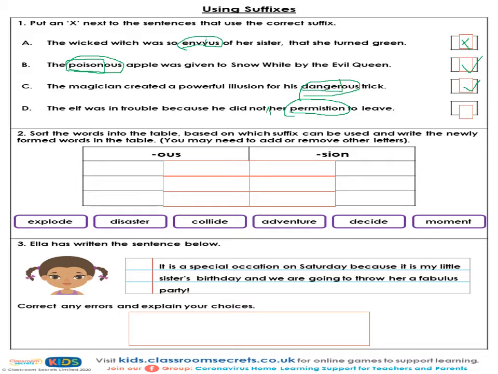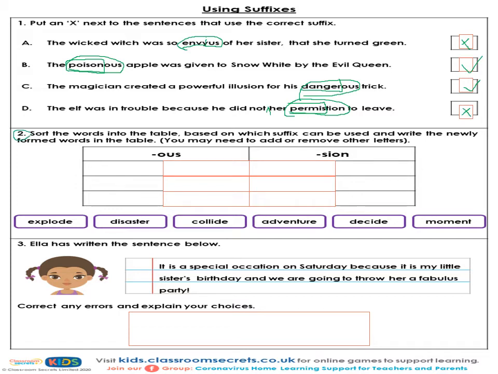Then we have the elf was in trouble. Permission. Well, the root word is permit. This says permiss, and then it's got a different kind of shun ending to the one we're using today. This is T-I-O-N instead of S-I-O-N, so that one's incorrect. Okay, now let's look at number 2.